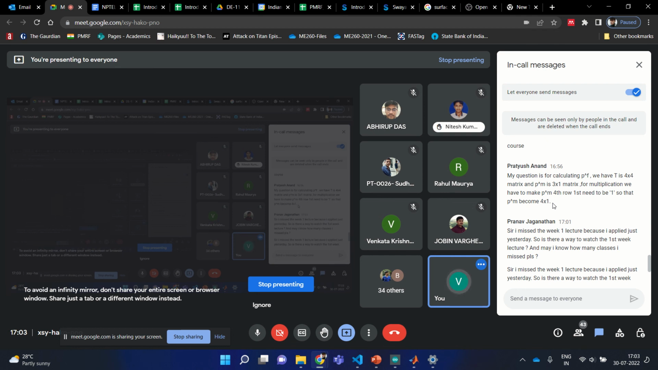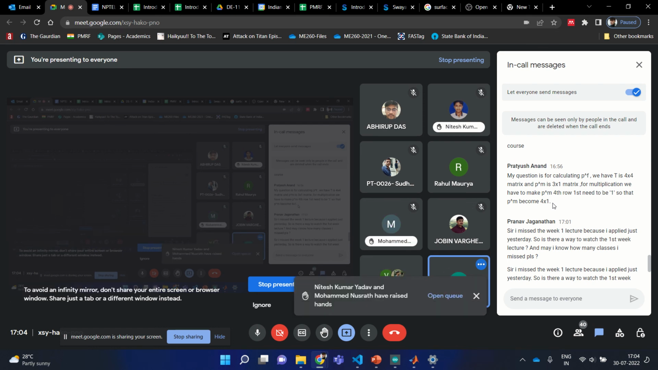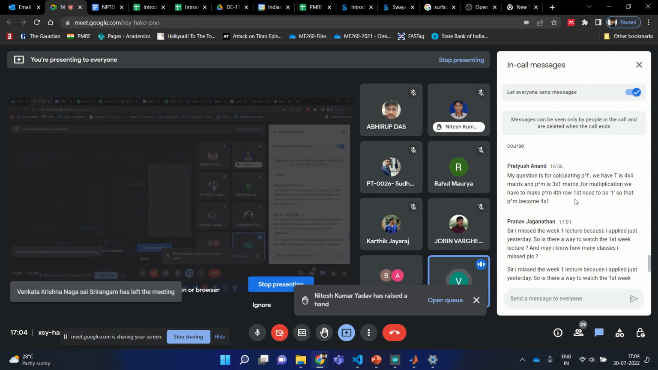My question is for calculating fixed frame. We have T as a 4 by 4 matrix, PM is a 3 cross 1 vector. For multiplication, we make PM's 4th row 1 so that PM becomes 4 by 1. Yes, Anand, you have to maintain that consistency. So if you have your position vector with respect to the mobile frame as 100, then you need to make it 1001 so that you can multiply with your transformation matrix.